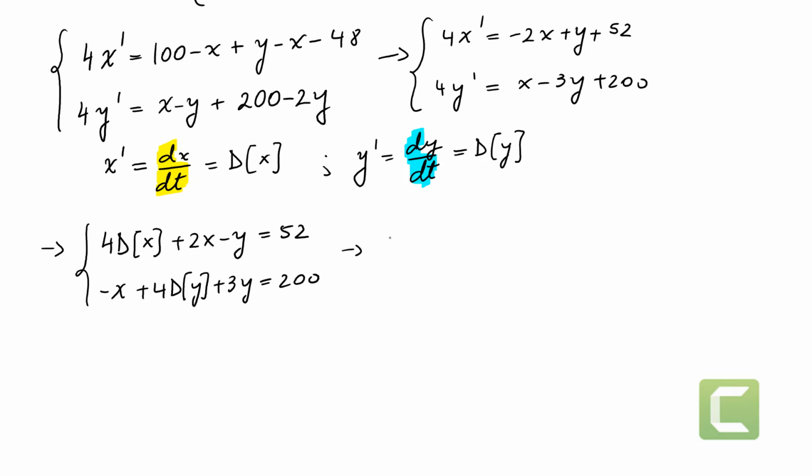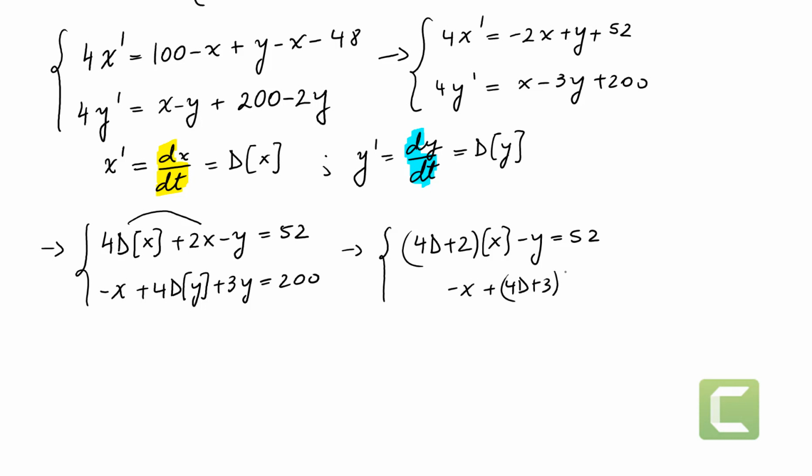And the next thing is connect these two together. So I'm going to write (4D plus 2) applied to x, just to compress it, all the x's together, minus y equals 52, and negative x plus (4D plus 3) applied to y, not multiplied by, applied, because it's an operator, equals 200. So now we have just 2 variables. We have x and we have y. So we can use elimination.